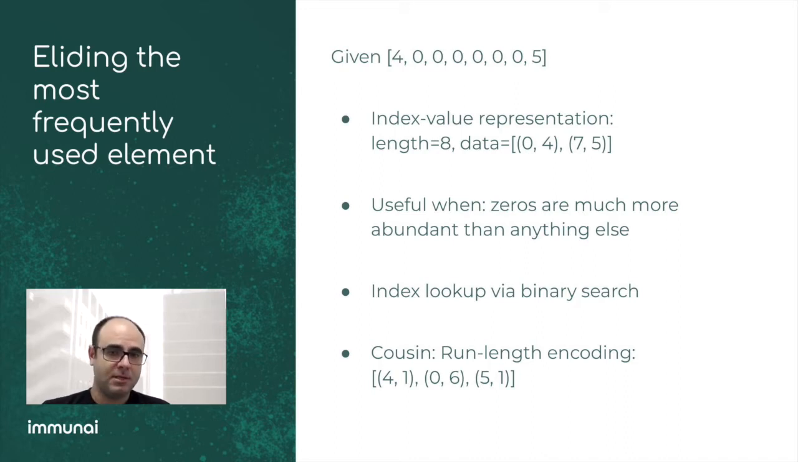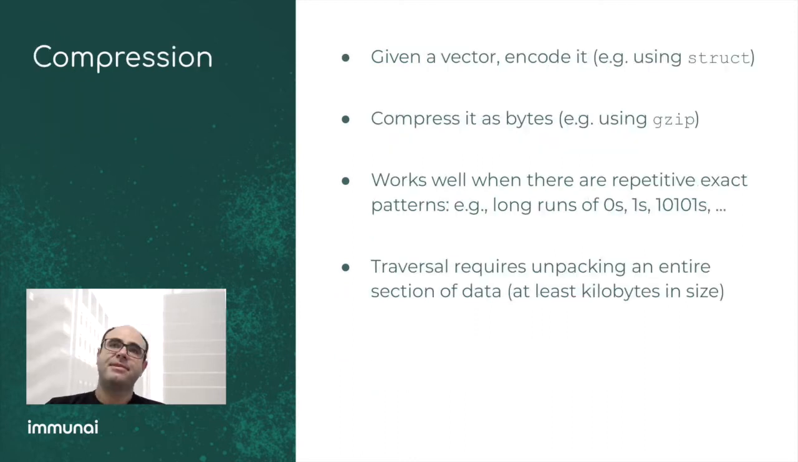The easy way to do that is just go over all of the indices. What a lot of people do, and makes sense in a lot of cases, is do a binary search, assuming, of course, that the indices are sorted. A close cousin of that technique is the run-length encoding technique. So for this vector, the run-length encoding is saying we have 1 time 4, 6 times 0, and 1 time 5. The generalization of this kind of techniques is compression.